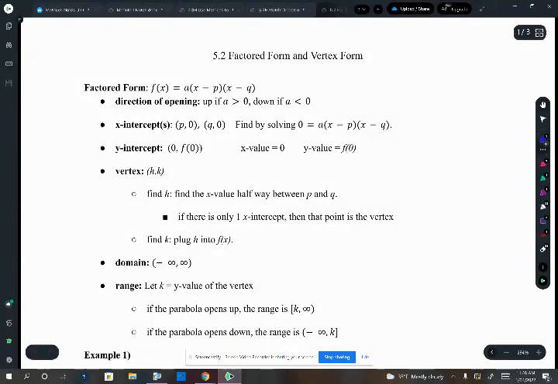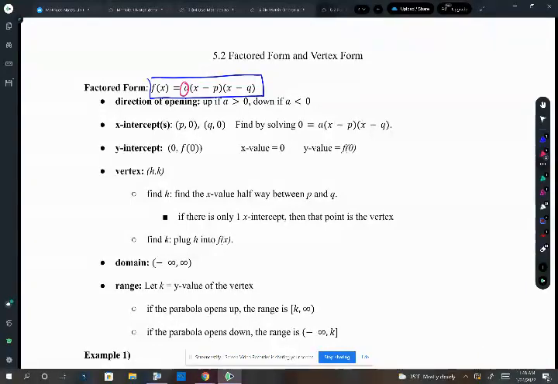And so as we look, we have our general form of a factored quadratic, which looks like this. The direction of opening is still the same idea: what's that a value out in front? If the a value is positive, then my U is going to go up. If the a value is negative, then it's going to go down. All right, so down, up. And again, we're looking at the a value that's out here in front.